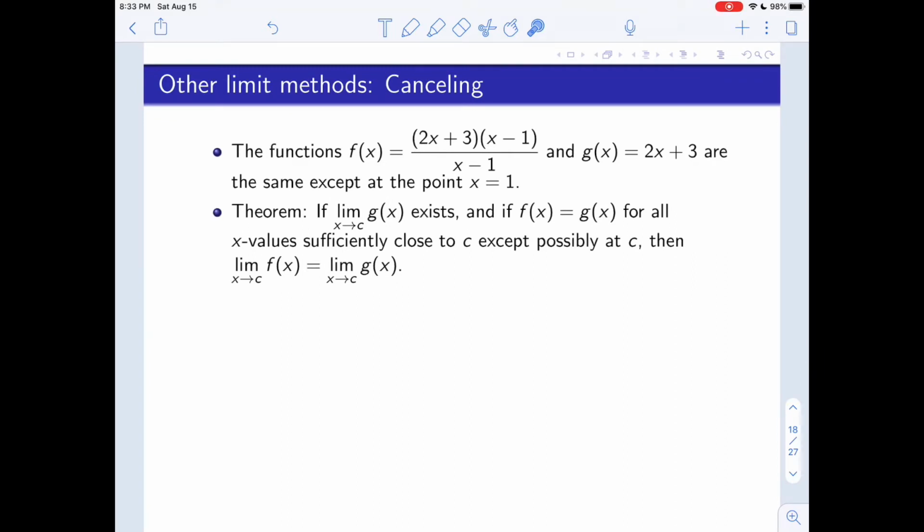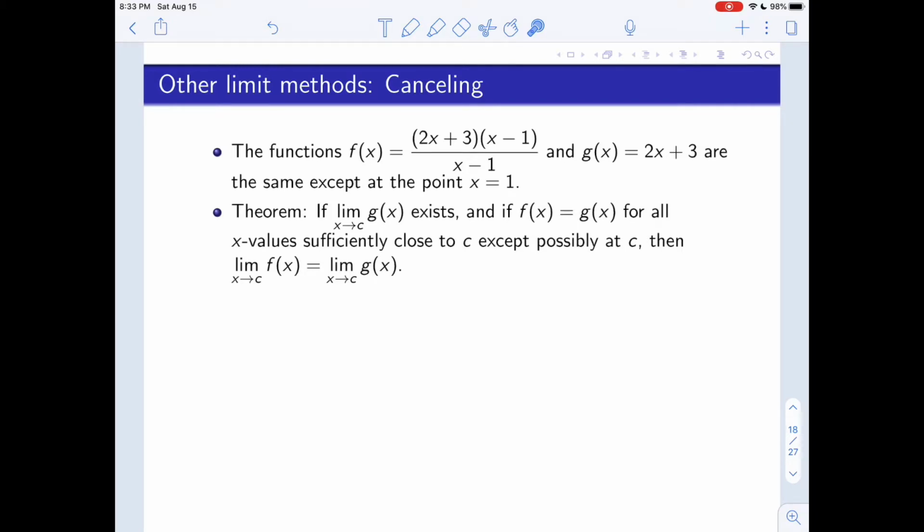The key to making this work is that the original function that we started off with, which is in factored form, but is the same original function, and the function we ended up with, the one that's just 2x plus 3, are exactly the same everywhere except at the point x equals 1. The first function, f of x, has a hole at x equals 1, and g of x doesn't. g of x is just a line. But at all the other points, they're exactly the same.